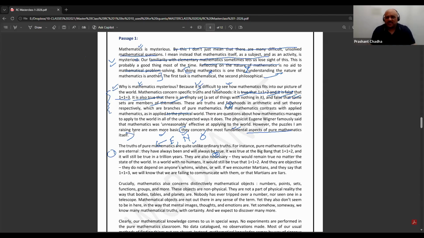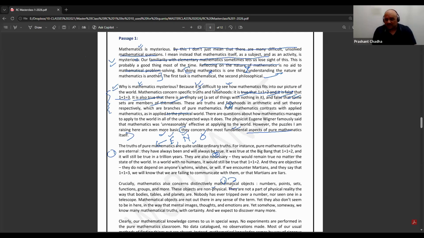So from this paragraph, the important things that we learn are eternal, necessary, and objective. These are things that we learn from this particular passage. Crucially, mathematics also concerns mathematical objects. These objects are non-physical. So the next point I learn is they are mathematical objects, non-physical in nature. They are not a part of physical reality the way bodies, tables, planets are.